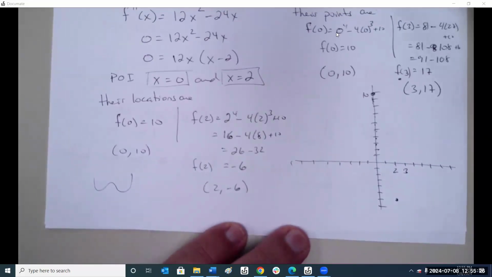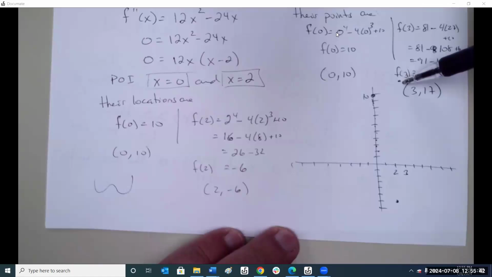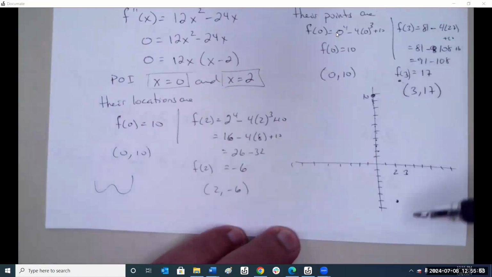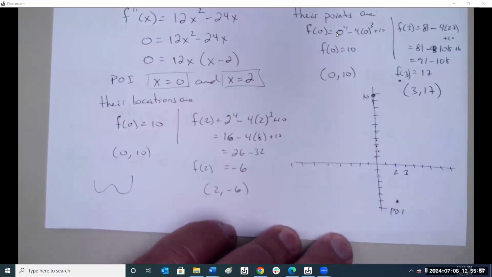That's 4x cubed minus 12x squared. So that's a vertex. And that's a vertex. No, that's a point of inflection. This is a POI.